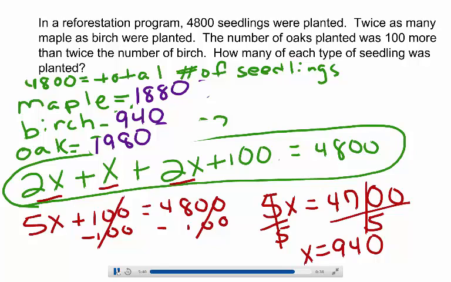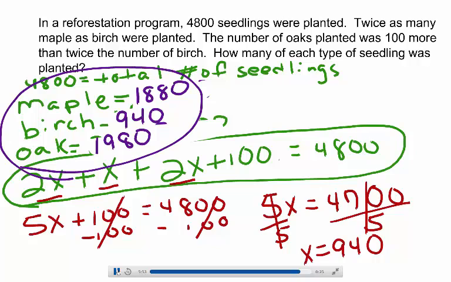So I have 1880 maple seedlings, 940 birch seedlings, and 1980 oak seedlings. Now I've completed the equation. If I want to check my answer, I can simply plug in 940 into x each time it appears in my original equation, or I can add these values together to see that they equal 4,800.